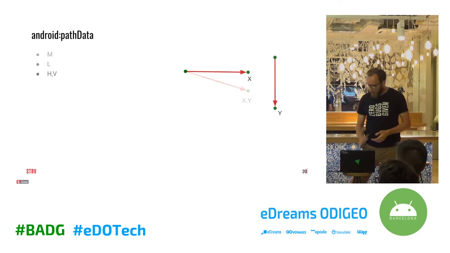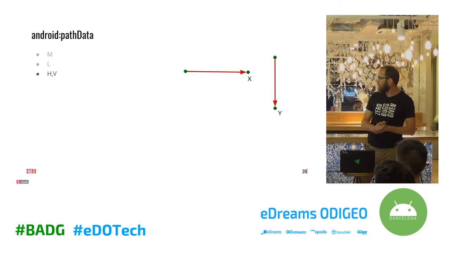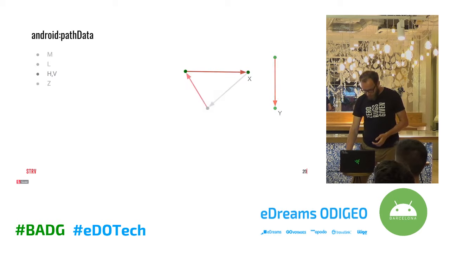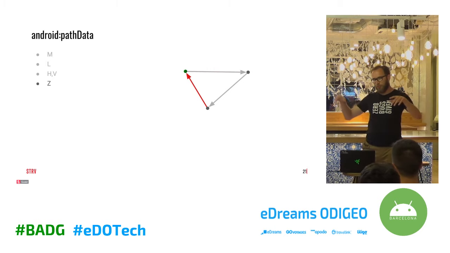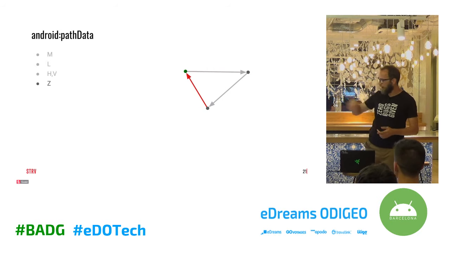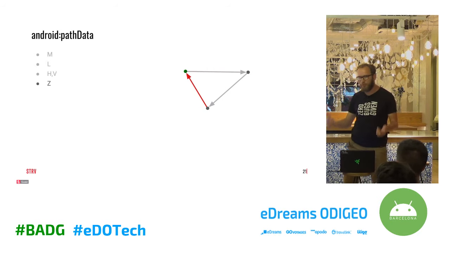Then you have a horizontal line or a vertical line. It's basically the same as a line, but it just keeps one of the coordinates constant. Then you have a Z. What Z does is, whatever path you draw, it closes the path and goes to the beginning with a straight line, and you just have an enclosed path that you can, for example, fill with color.